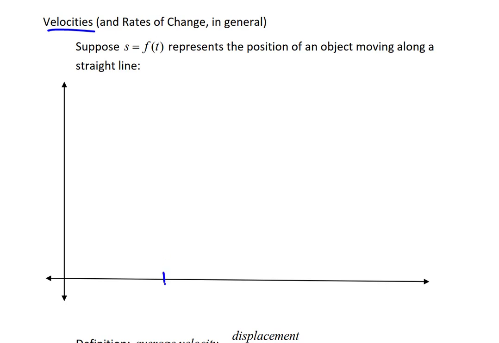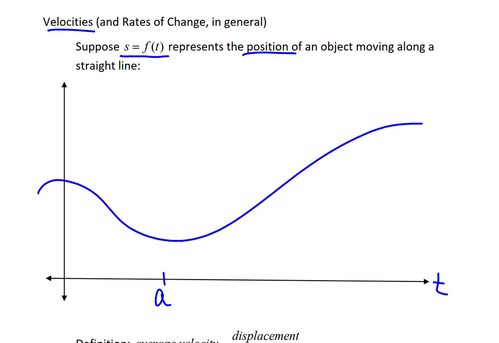Let's consider an axis again and put a place on it. We'll put an a value on the axis, but this time we're going to suppose that s equals f of t represents the position of an object moving along a straight line. So in other words, we're going to label this as the t-axis instead of the x-axis. And we're going to put some curve going through our quadrant here. This curve will represent f of t, our position function s.